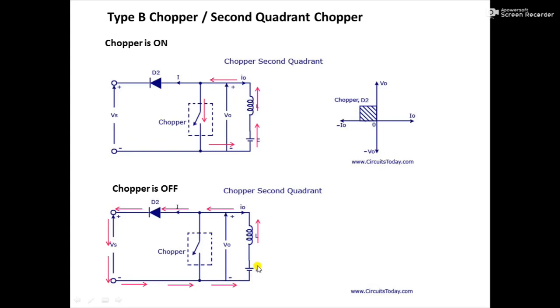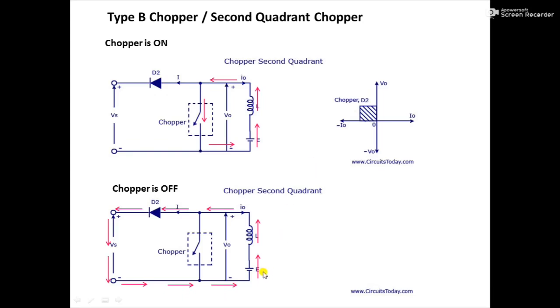So the current now flows from the load to the source. Since the current is flowing from the load to the source, this current is negative current. This current is taken in the second quadrant. That is why this Class B or type B chopper is also called as second quadrant chopper, and this is exactly opposite to what happens in class A chopper.